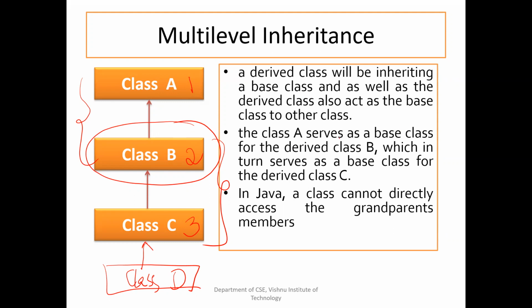Class A serves as a base class for the derived class B, which in turn serves as a base class for the derived class C. This is the point you need to remember, and we have to test it also. In Java, a class cannot directly access the grandparent's members. You'll see what that is.